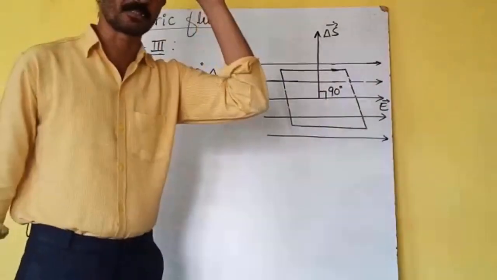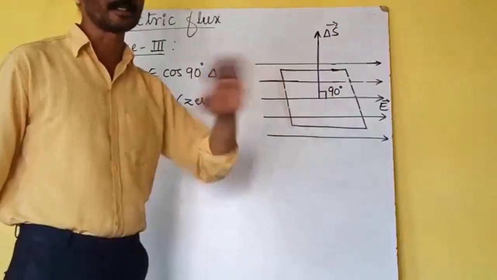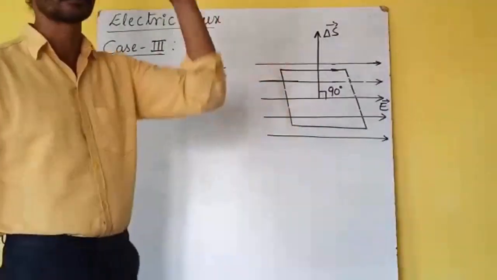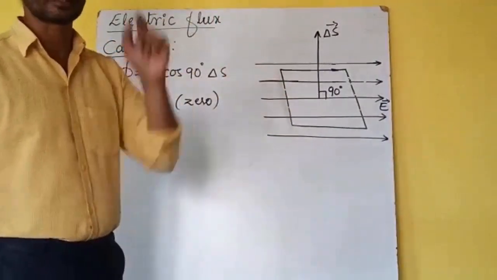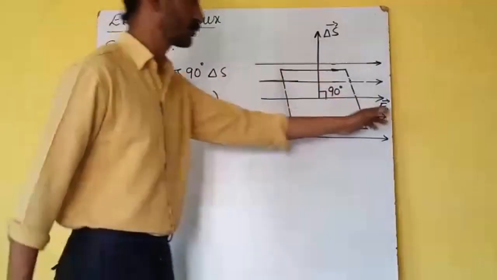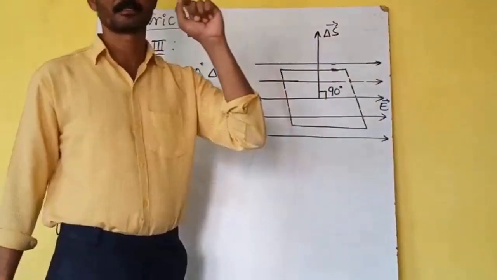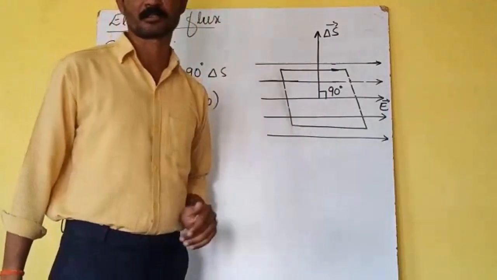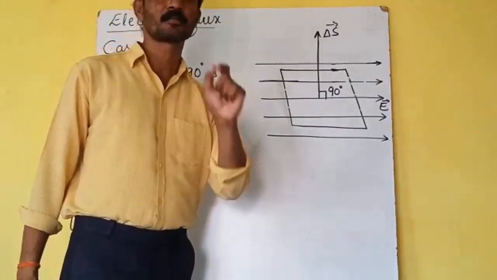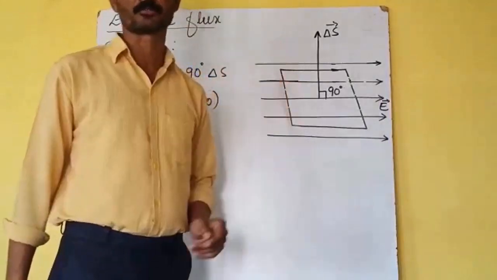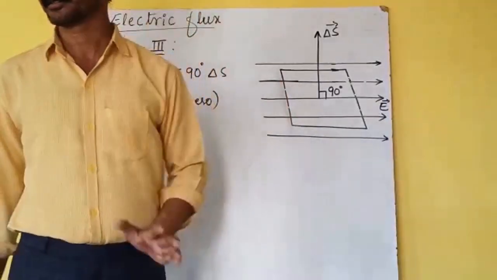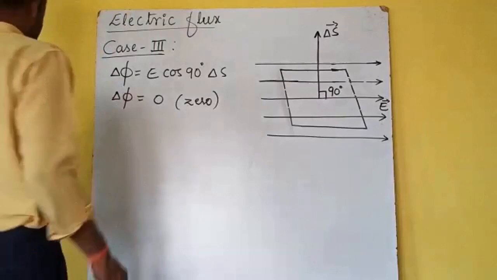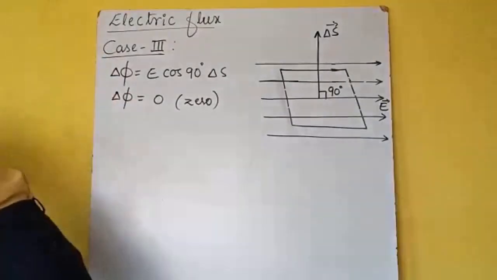If the surface is inclined at an angle theta with the direction of electric field, then electric flux delta phi equals E cos theta into delta S, or electric flux delta phi equals vector E dot vector delta S. So this can be observed like this.